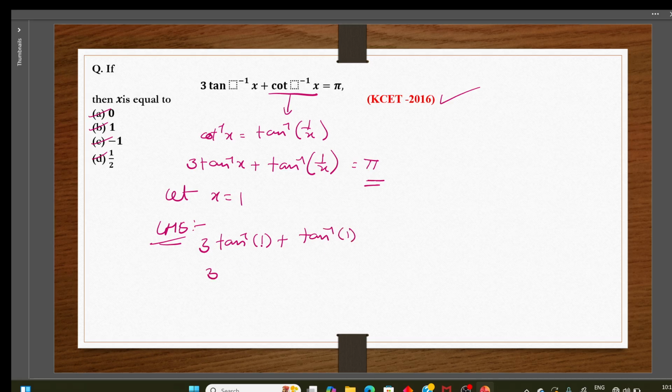Okay, so 3 tan inverse of 1. Tan inverse of 1 means pi by 4, plus tan inverse of 1 means pi by 4. So 3 pi by 4 and 1 pi by 4, we get 4 pi by 4. 4 cancels. What is the answer? Pi is the answer. So this is the RHS. Now what is the value of x here? x is equal to 1. So our correct answer is x is equal to 1. Clear?